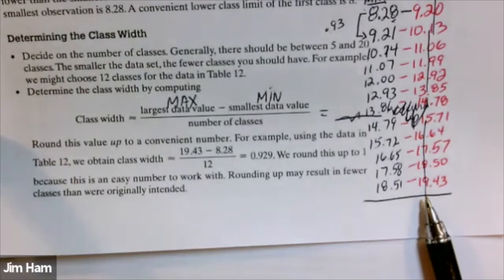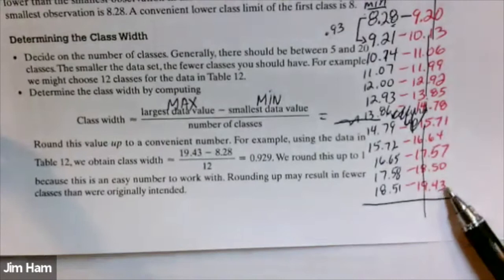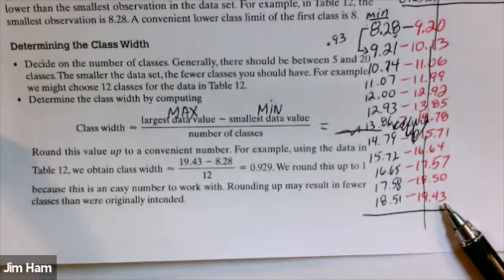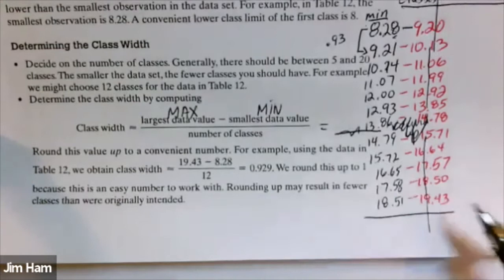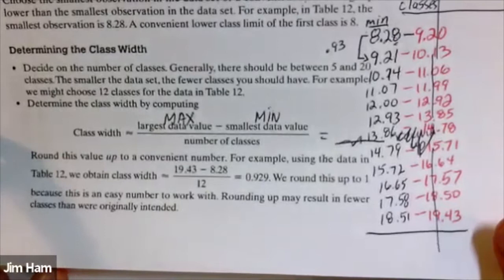Had we not rounded up, if we rounded down, for example, then our class width would be 0.92, and we would end the upper class limit of the last class at a much lower number, something like 19.31, and we wouldn't capture our largest value. I just wanted to give you a sense of how this works, and we're going to practice this on many other problems coming up. You're going to have a set of data and be asked to identify the classes, class width, and so on.